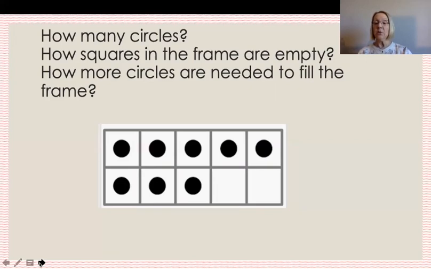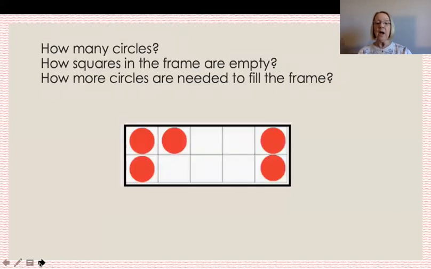Also, we can use the commutative property, which sometimes in your classroom you call the flip-flop. And instead of saying 8 plus 2 is 10, I can say 2 plus 8 is 10. Either way that I switch the add-ins, I still get the sum of 10. How many? 5. How many squares in the frames are empty? 5. So 5 plus 5 is 10.